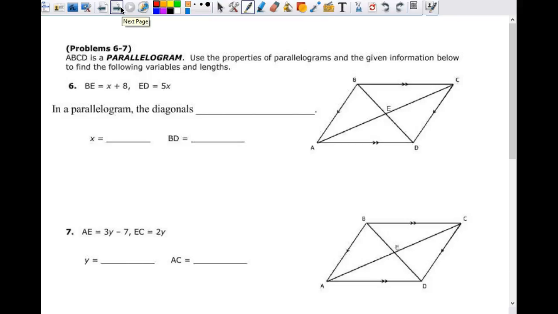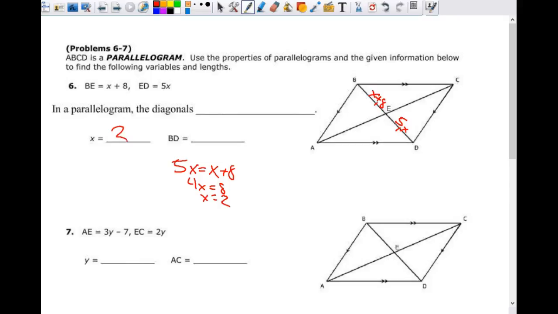ACD is a parallelogram. Use the properties of parallelograms to solve it. Almost every single time when you have these type of problems, they're going to be equal to each other. BE is equal to x plus 8. ED is equal to 5x. The diagonals bisect each other. That means this is equal to this one. 5x is equal to x plus 8. 4x is equal to 8. X is equal to 2.